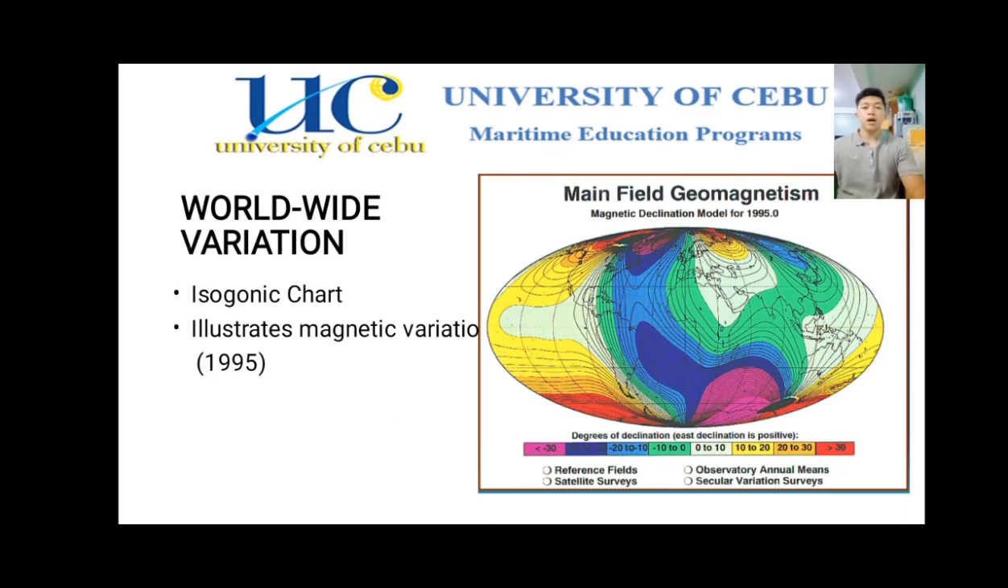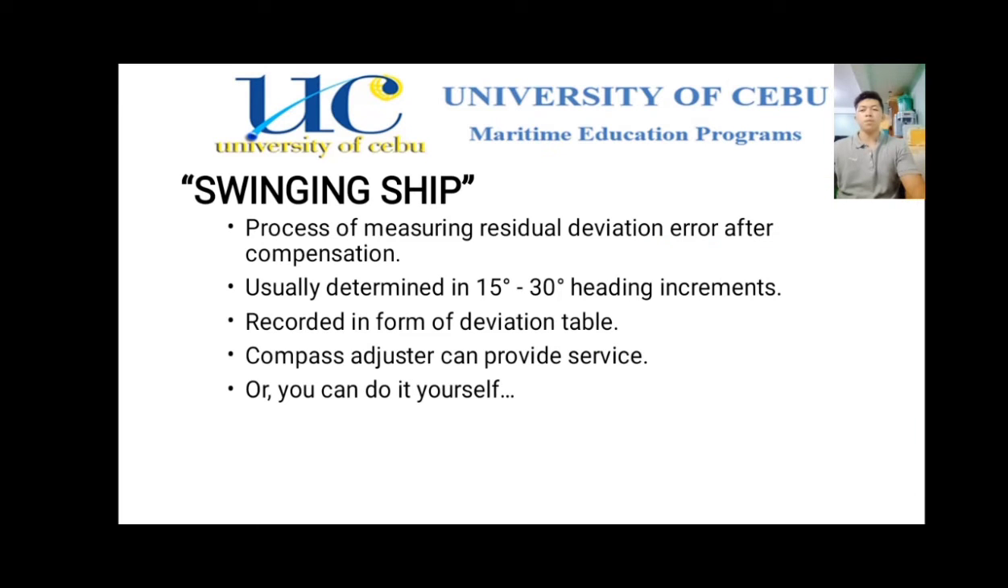So next is the worldwide variation. It is an isogonic chart. It illustrates magnetic variation in 1995. And this figure is a magnetic inclination model for 1995.0. In this photo, we can identify the degrees of declination, and the east declination is positive. So let's proceed to the swinging ship.